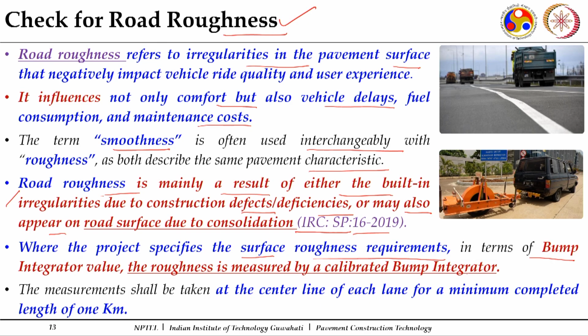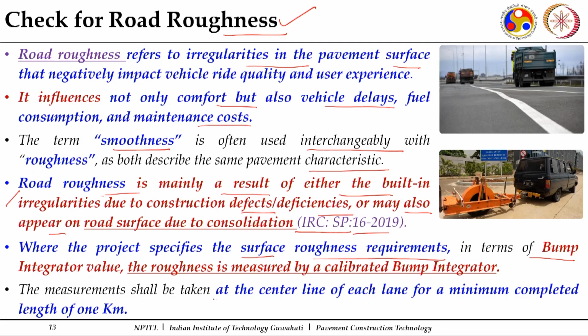The roughness is measured by a calibrated bump integrator. This is towed by a standard vehicle and run at a standard speed at the center of your lane. One important aspect is that you have to calibrate this equipment regularly. Nowadays many other, more precise equipments are available for measuring road roughness. Portable equipments are available, but this is still one of the most popular ones.